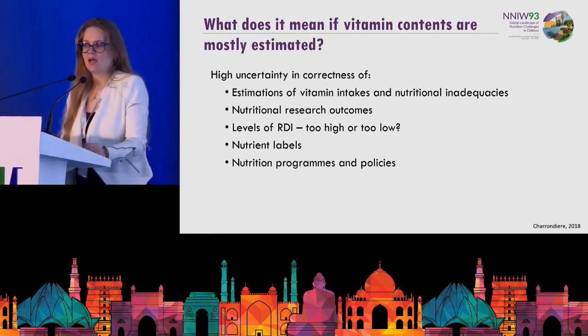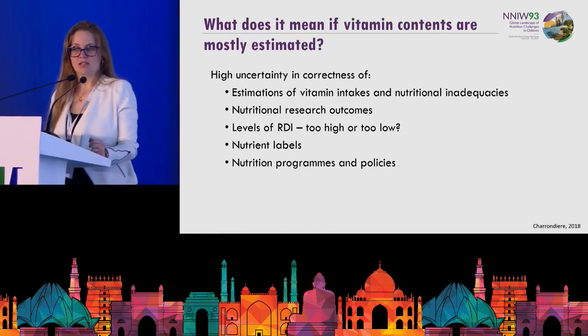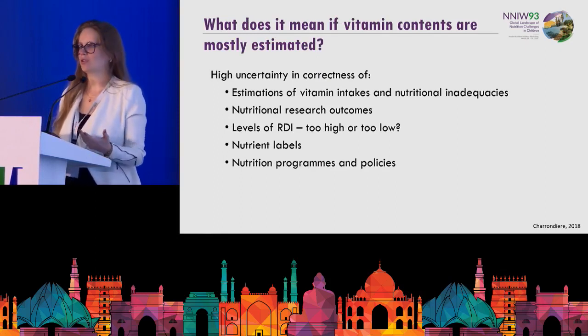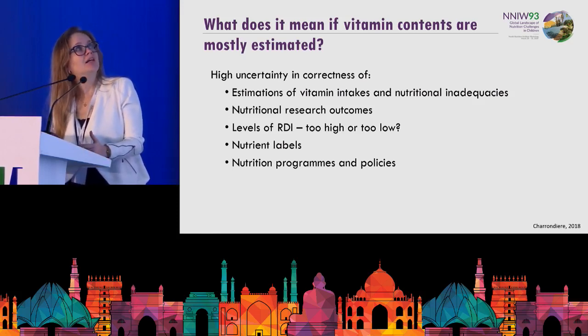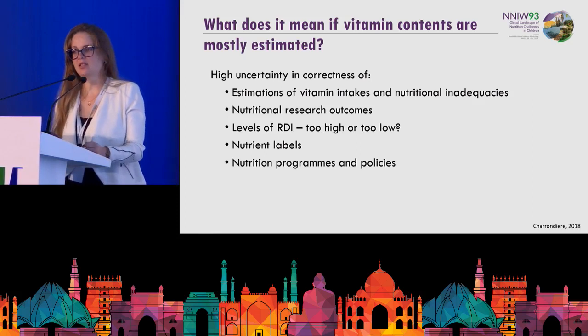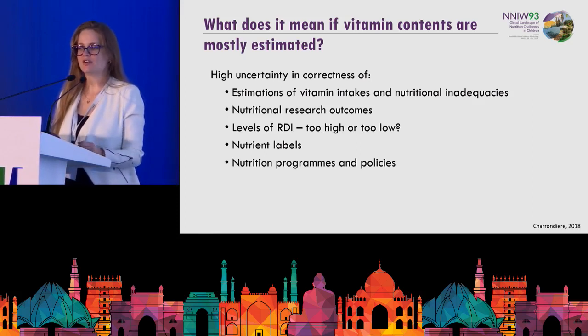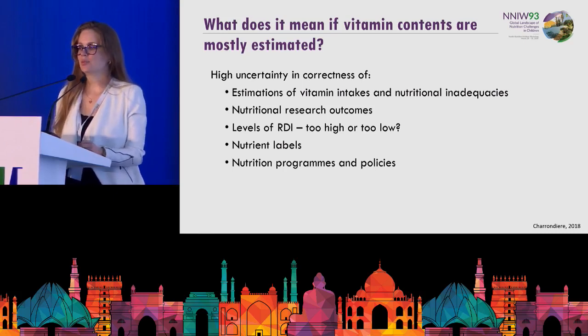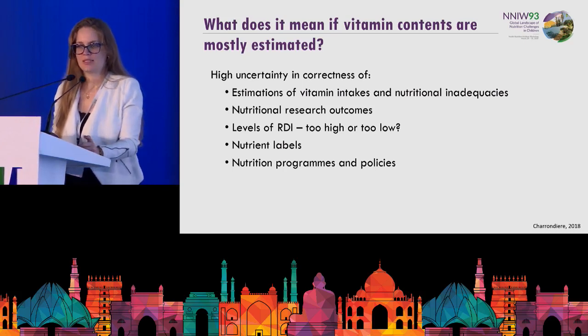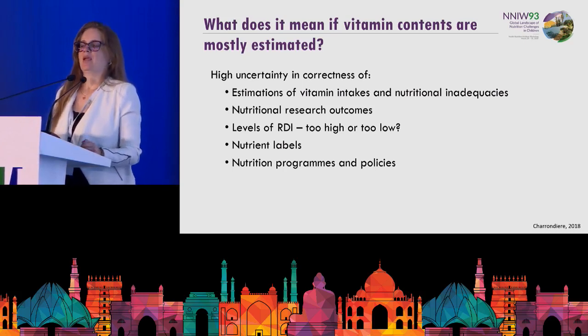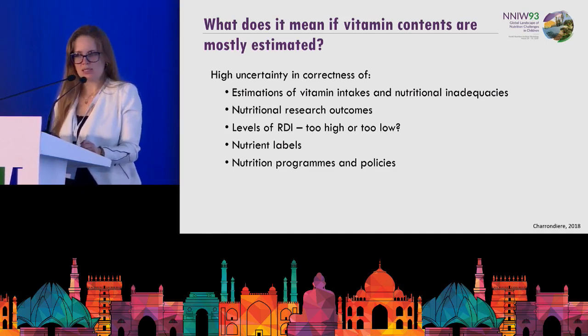And what does it mean if the vitamin contents are mostly estimated or borrowed between the food composition tables, meaning that we have very few data available? We will have high uncertainty in the correctness of the estimations of vitamin intakes and nutritional inadequacies, nutritional research outcomes, and also the levels of recommended dietary intakes, in the nutrient labels, and also in nutrition programs and policies.